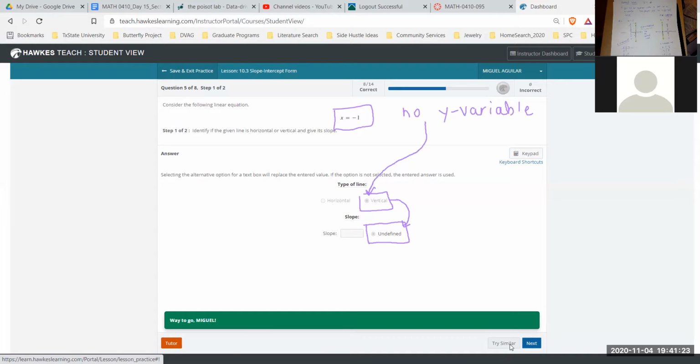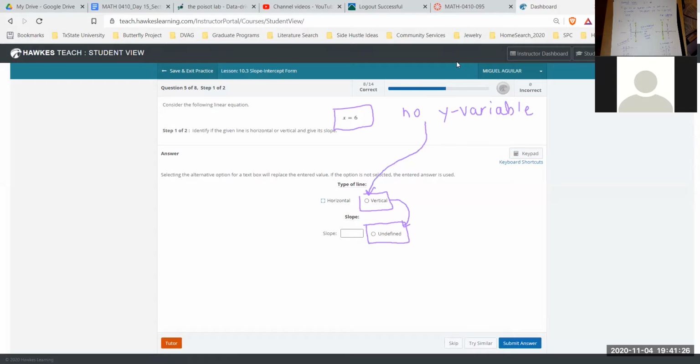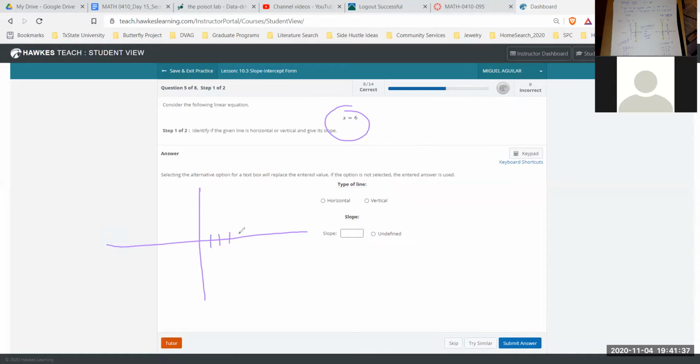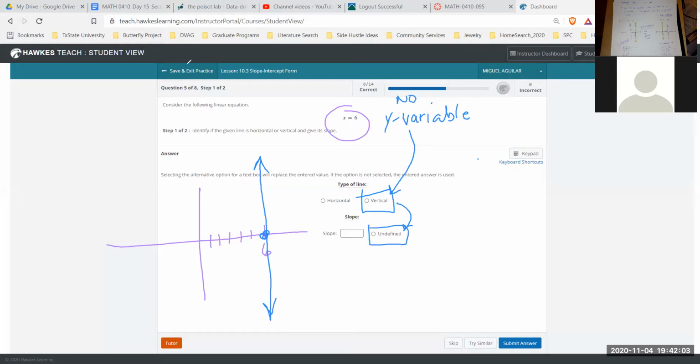Okay, let's do another one, just to see how, again, deceptively simple it is. Okay, so we have this x is equal to 6. If I wanted to graph it, I could, and I would have 1, 2, 3, 4, 5, 6, that's where positive 6 is. And the graph would just be a straight up and down vertical line right there passing through 6. Because I don't have a y variable, I know that's a vertical line, and a vertical line always has undefined as its slope.